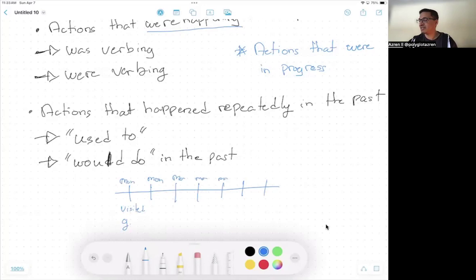So things that repeated, right? Things that repeat in a loop over and over and over, and we don't really know when it ended. It wasn't like, oh, I did it 3 times. It's like, no, I used to visit, but I don't tell you how many times. I don't know when that started and ended. With things that happen repeatedly in the past, you're often going to notice there's no start or end date.